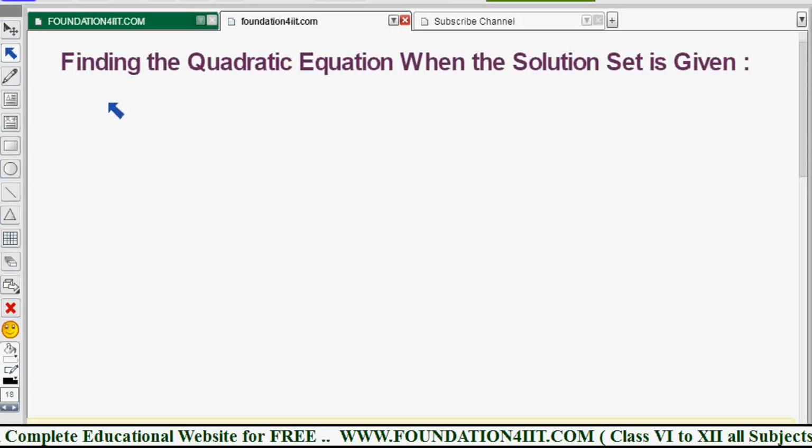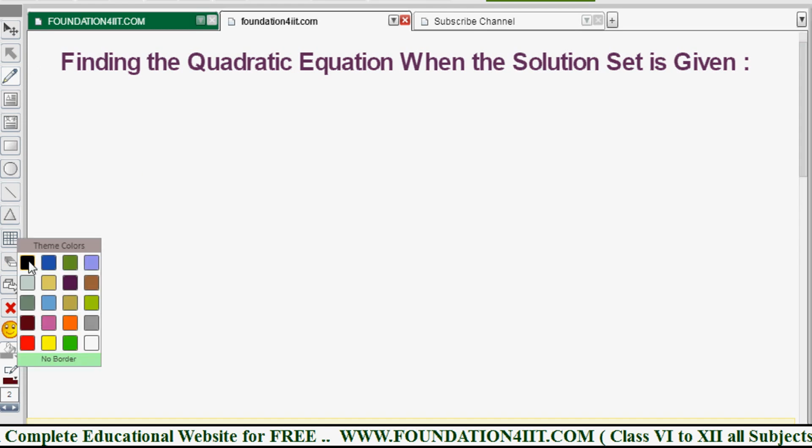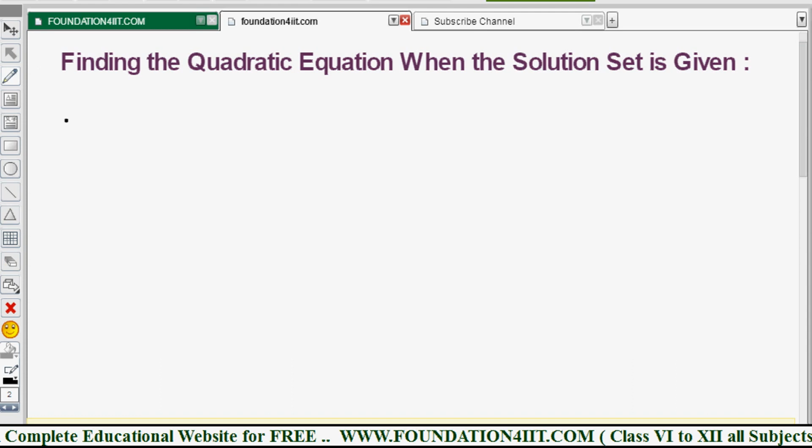So now I will find out the quadratic equation when the solution set is given. Generally till now, whenever the quadratic equations were given, we found the roots using the method, right? So if they give the roots of the equation, then how to find out the quadratic equation, let us find out. For example, find the quadratic equation when the solution set is given.